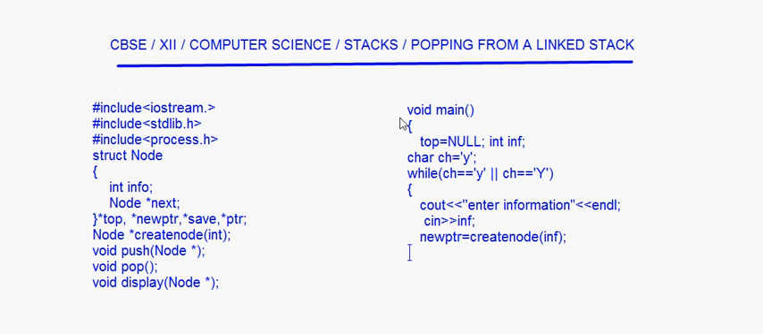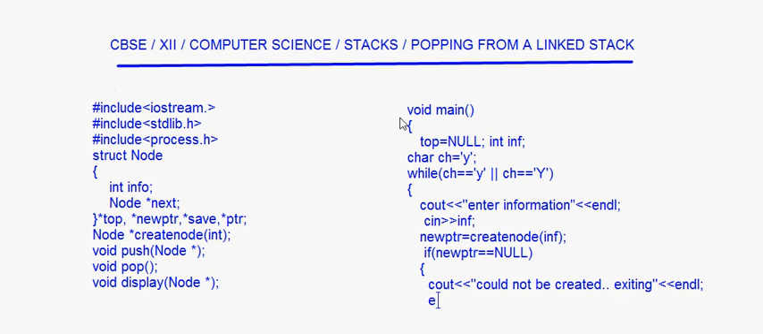Okay. We know how to create the new node. The create node function is the same as we did in the program for pushing an element into the stack, right? Once the new node is created, once that function is called, we check what is new PTR. If it is equal to null, then that means the new node could not be created, right? New node could not be created, and then you can write exiting, endl, and then you put an exit 1, fine, and then you close this, fine.